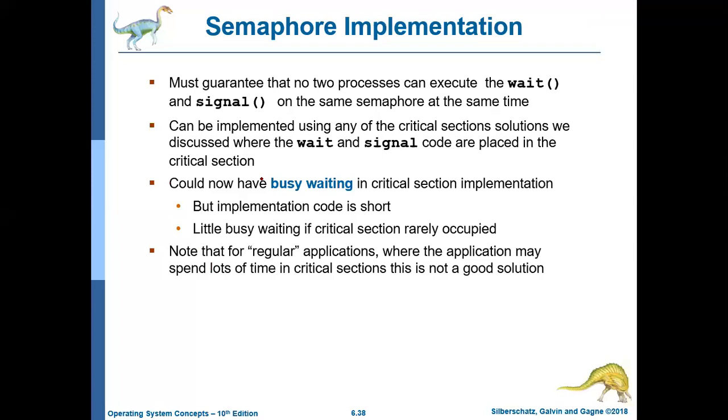Now, semaphore implementation. How are you implementing the semaphore using a programming language? It must guarantee that no two processes can execute the wait and signal on the same semaphore at the same time. So you have to ensure that whenever the processes that are going to use the critical section are calling their wait or signal, they should not be simultaneous.